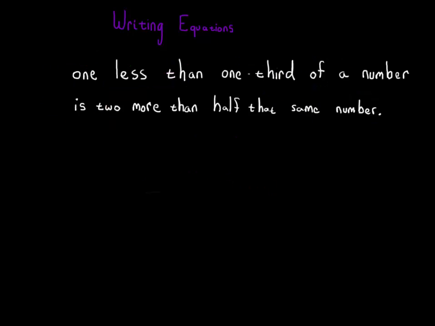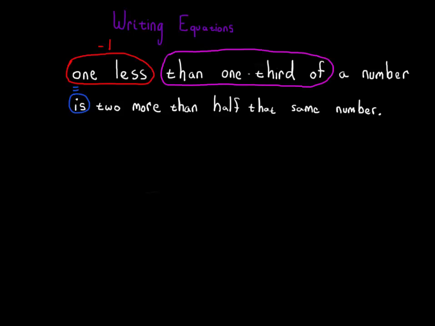Here we have 1 less than 1/3 of a number is 2 more than half that same number. So identify all the individual parts. The word is is telling us about the equal sign. 1 less is negative 1, then 1/3 of means to divide by 3. 2 more than means we'll be adding 2 to something, and to find half of something is to divide by 2. Last, let's identify the unknown.